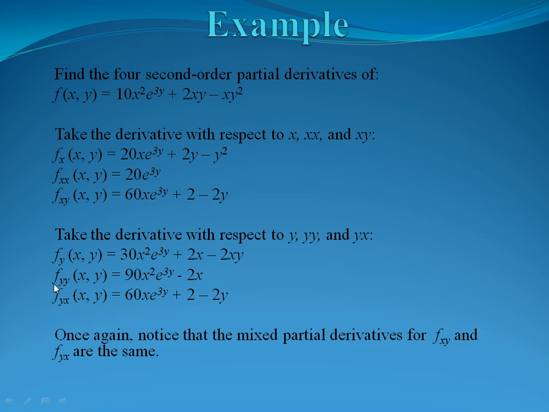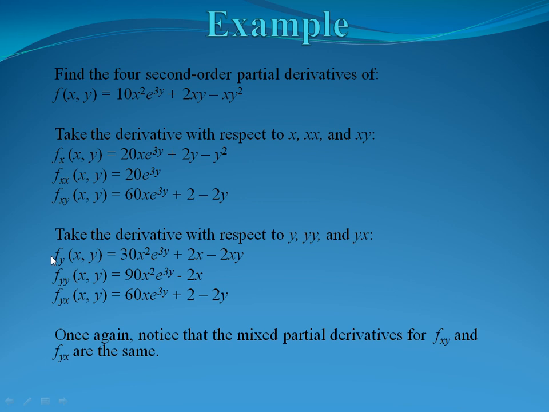Now, if we calculate f sub yy, the second partial with respect to y, we go back to our first derivative and say, okay, well, y is our variable. So again, the y shows up in the e to the 3y here, so that means just another 3 will come out front. So that gives us 90x squared e to the 3y. The second term, 2x, doesn't have any y's in it, so the derivative is 0, and it goes away. And then for the third term, we have 2x times y. 2x is our constant. If you have a constant times y, the derivative is just that constant, so we have minus 2x.